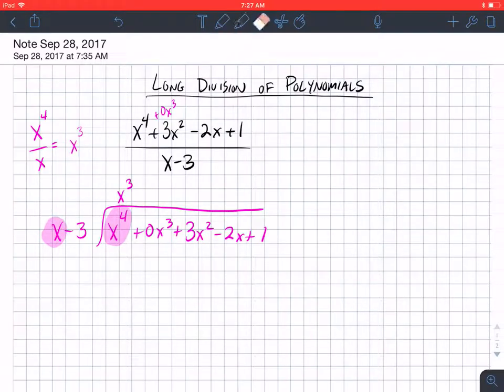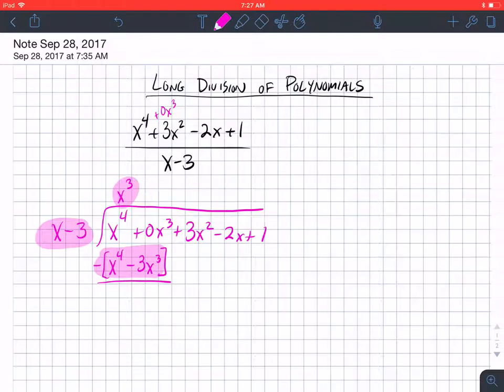And then our next step is we're now going to multiply our x cubed term by x minus 3, and that goes right underneath here. So x cubed times x is x to the fourth. x cubed times negative 3 is negative 3x cubed, and I subtract the whole set. So then the x to the fourth minus x to the fourth, that disappears. If that doesn't disappear, then we've actually chosen the wrong thing up top, the x cubed. 0 minus a negative 3, which is the same as 0x cubed plus 3x cubed, is 3x cubed. And we carry down the 3x squared here.